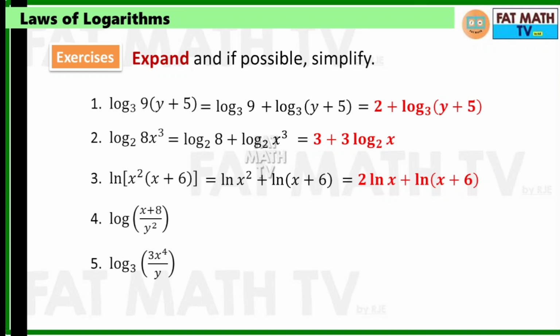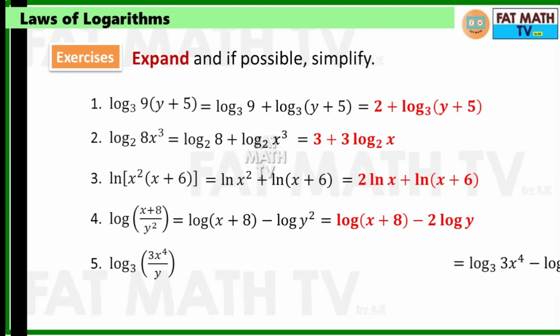Number 4, logarithm, there's no base written, so that's base 10. Logarithm of x plus 8 over y squared. We can apply here law number 2, that the logarithm of a quotient is equal to the difference of the logarithms. So we will have logarithm of x plus 8 minus logarithm of y squared. But the exponent of y, which is 2, can be a numerical coefficient if we apply law number 3. So the final answer will be logarithm of x plus 8 minus 2 logarithm of y.